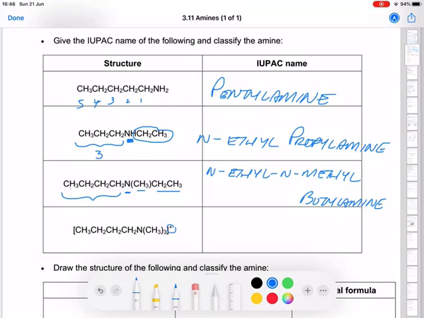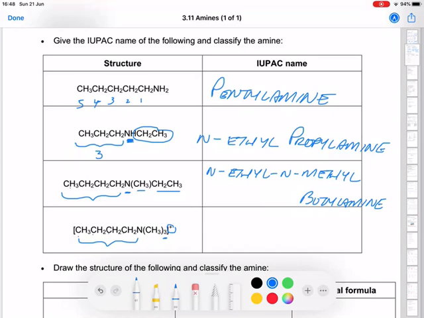Okay, and then the final one down here. Here's that positive charge, and I've got 4 groups attached to this, which is going to make it the quaternary alkyl ammonium ion. My longest chain is 1, 2, 3, 4, so that's going to be butyl. Oh, hang on. I'll come back to the end bit in a minute. We'll do the ending in a moment.